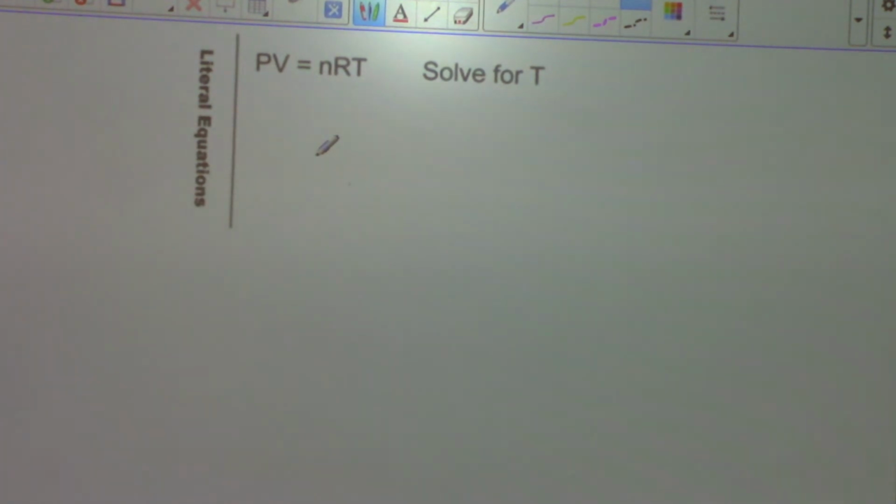But, so what is that n and that r doing to that t? It's multiplying, right? So what are we going to have to do to get rid of multiplication? Divide. So what are we going to divide by here? nR. And so that cancels out that. So what is t equal to? PV over nR. Okay, so that's that one, okay?